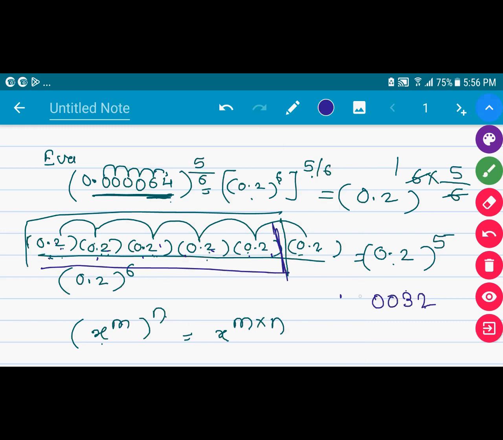1, 2, 3, 4, 5 and then point. So 0.0032 is our answer.